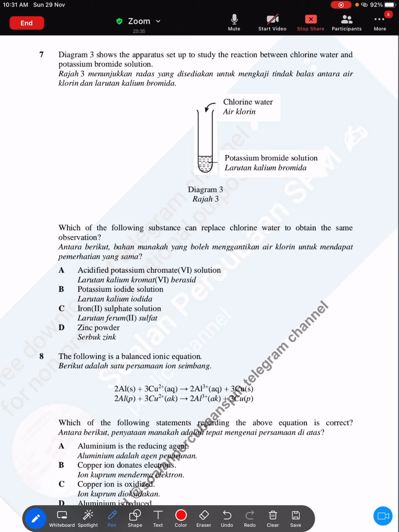Again, this one shows the reaction between the chlorine water and this one. Okay, my dear students, let's have a look. When you have KBr plus Cl2, do you think this reaction is possible? Do you think this reaction is possible? Yes, why?